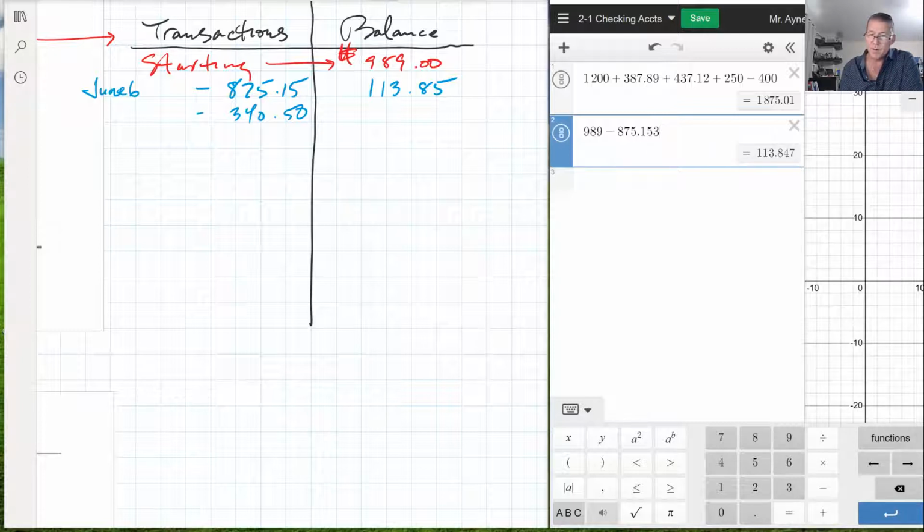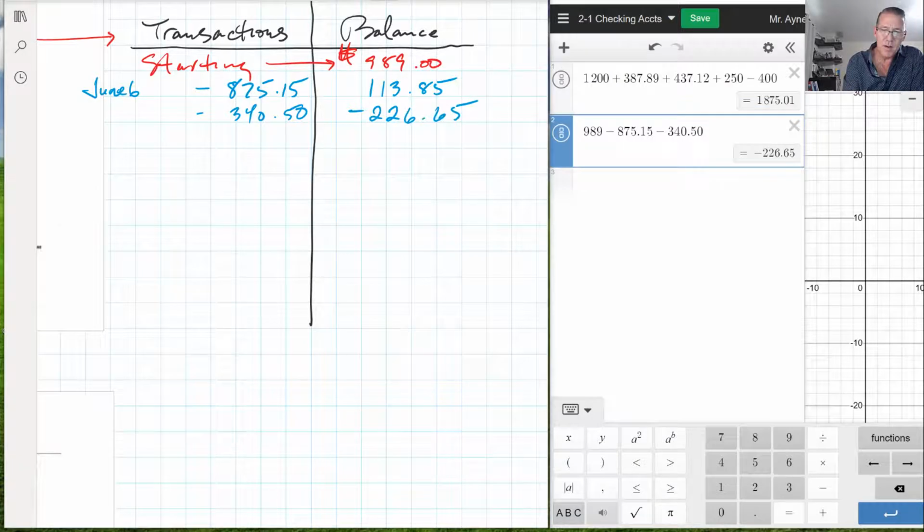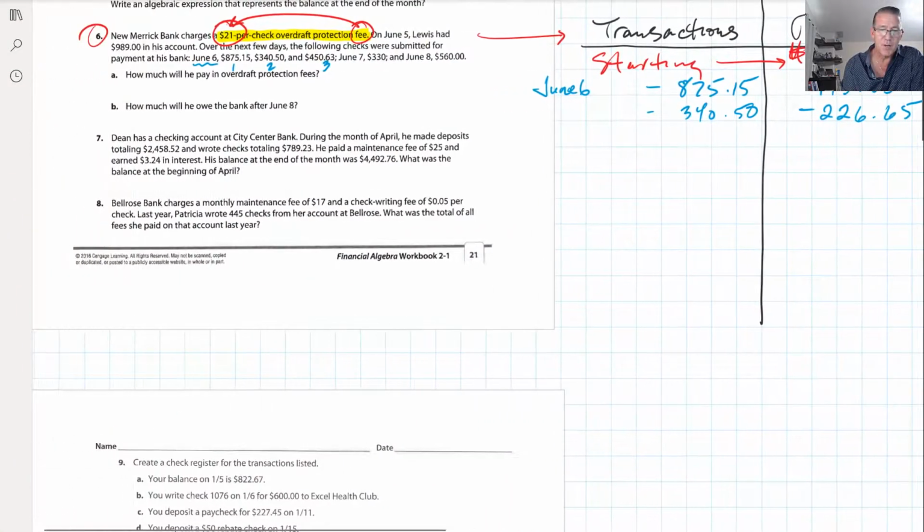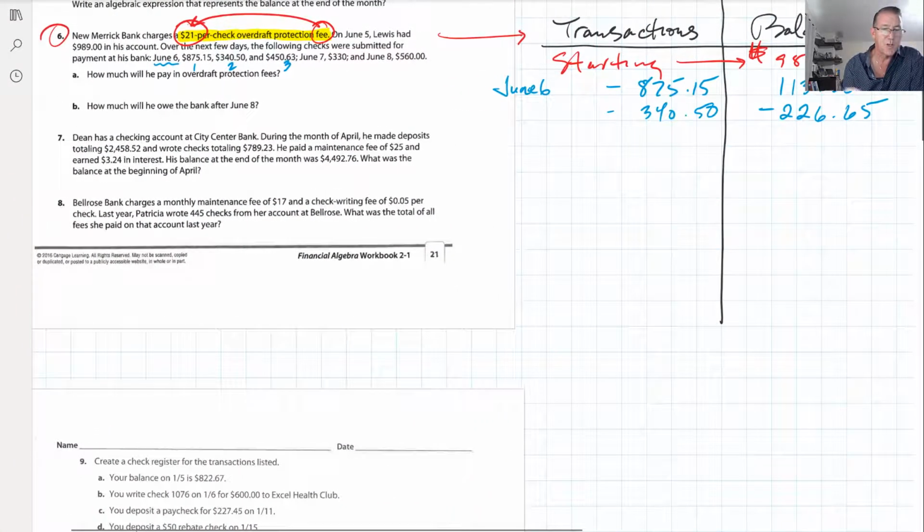You have to push the right buttons here. You have to subtract, so type in minus 340.50. There we go. And now we're at negative $226.65. Right there, we have a situation. When this happens to you, whether you use a check or a debit card, it doesn't really matter. You're borrowing money from the bank. Now we owe the bank $226.65.